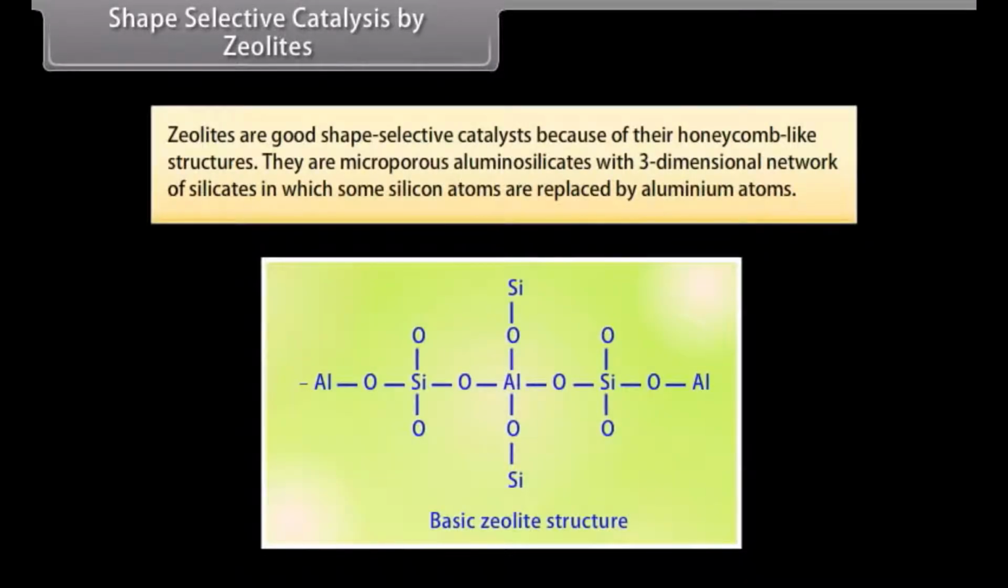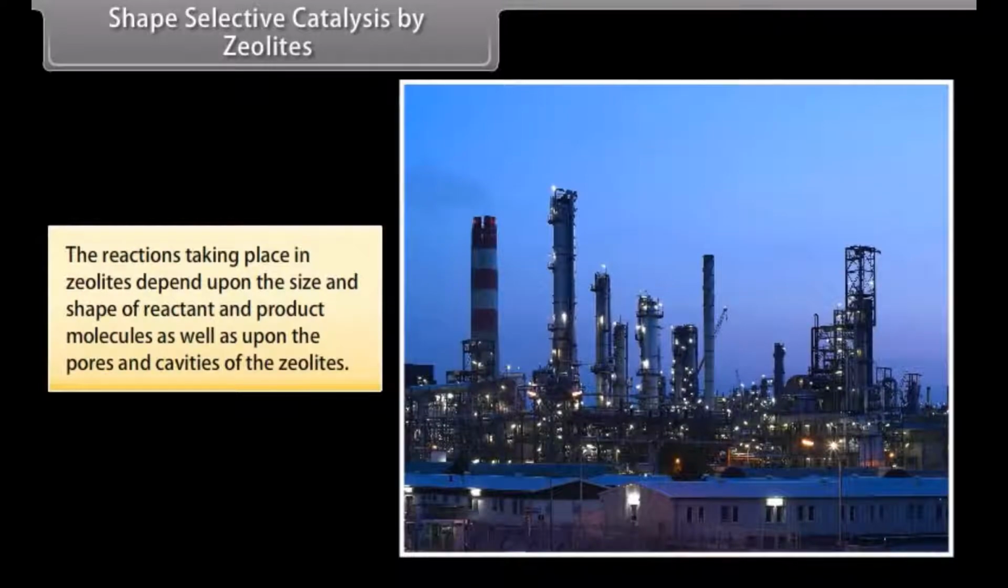Zeolites are good shape selective catalysts because of their honeycomb-like structures. They are microporous aluminosilicates with a three-dimensional network of silicates in which some silicon atoms are replaced by aluminium atoms. The reactions taking place in zeolites depend upon the size and shape of reactant and product molecules as well as upon the pores and cavities of the zeolites. Zeolites are used as catalysts in petrochemical industries for cracking of hydrocarbons and isomerization.